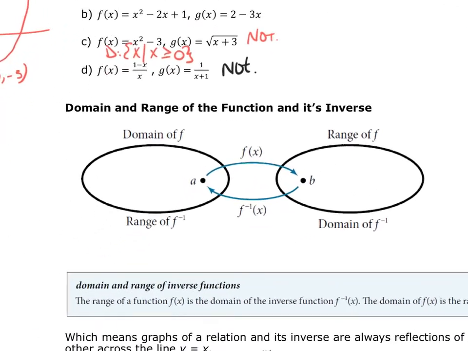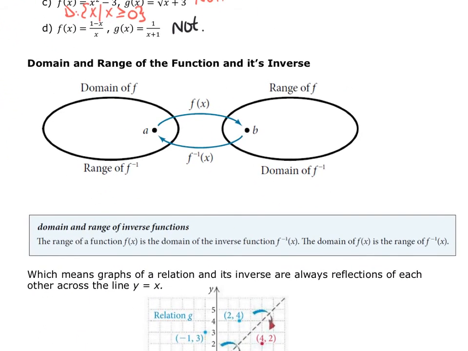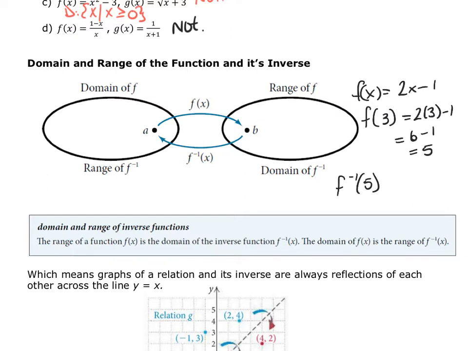So what happens when we do inverses is domains become ranges and ranges become domains. So when I have f of x equal to 2x minus 1, and say I put in 3, then I have 2 times 3 minus 1, which gives me 6 minus 1, which gives me 5. When I have an inverse function, what I put in isn't 3, I put in 5. Notice how this is my range value. My range becomes the input.